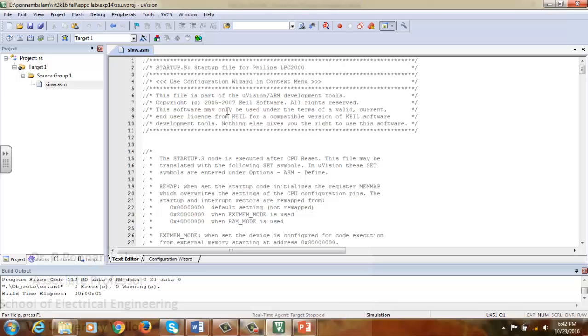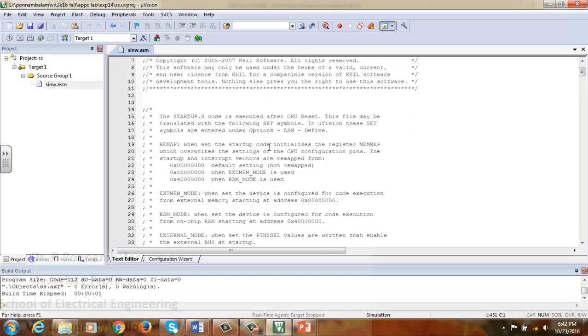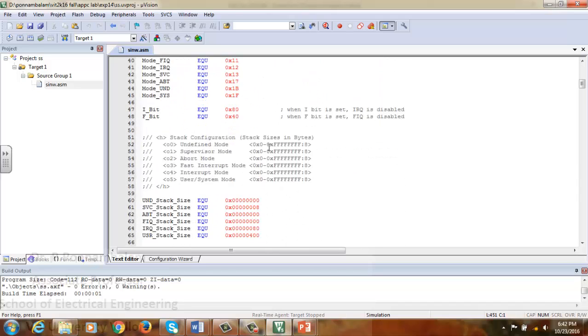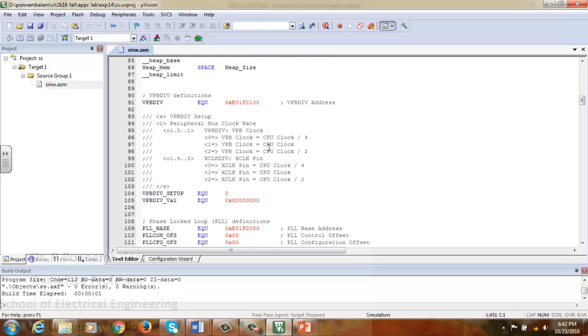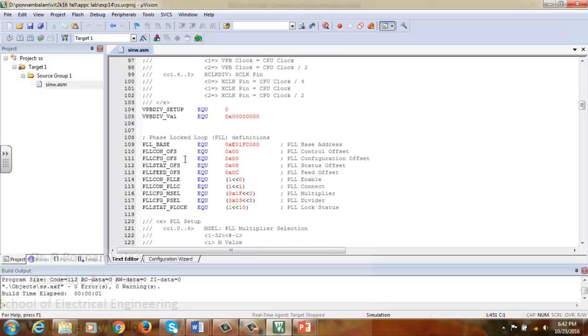In this case I am going to do it with frequency taken into consideration. One thing we'll have to keep in mind as far as this program is concerned is the PLL. Here PLL CFG underscore OFS should be set to 00, so that the clock frequency will be fixed at 12 megahertz.